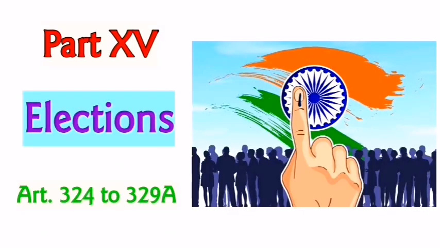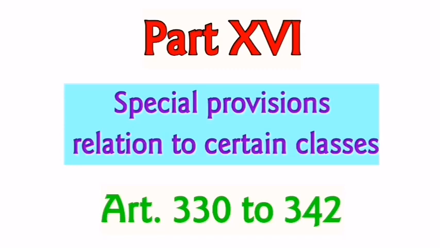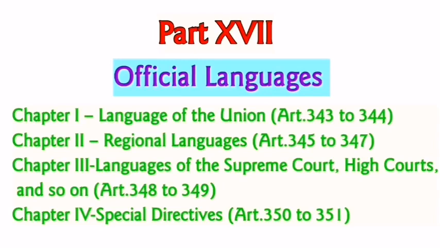Part 15 of the Constitution is about the elections, and Articles 324 to 329A come under Part 15 of the Constitution. Part 16 of the Constitution is about the special provisions relating to certain classes, and Articles 330 to 342 come under Part 16. Part 17 is about the official languages.